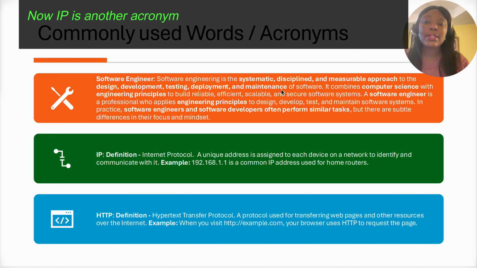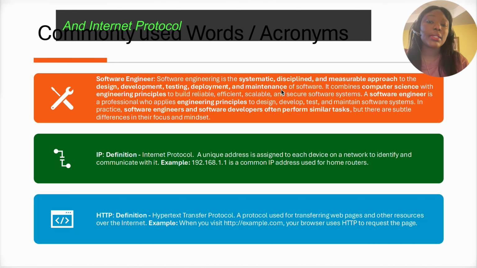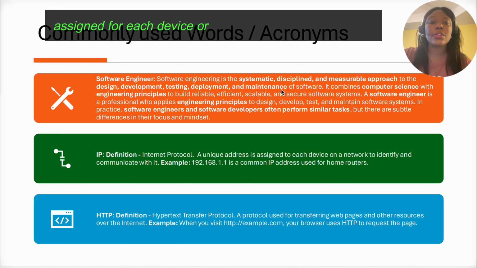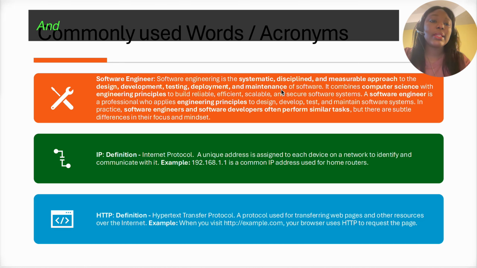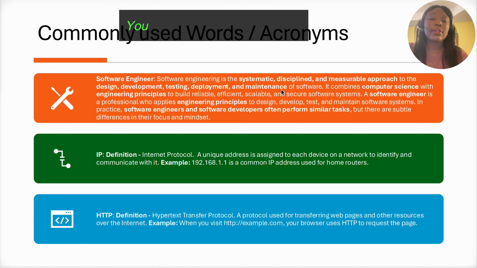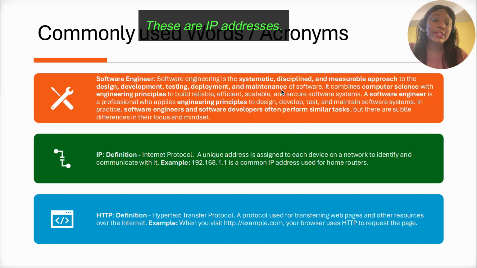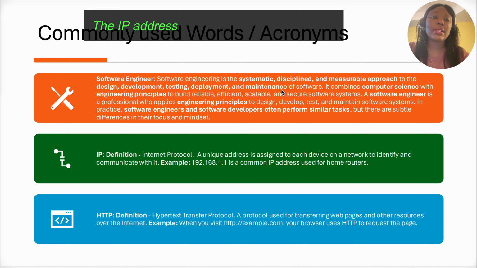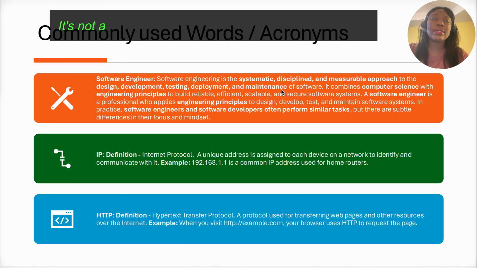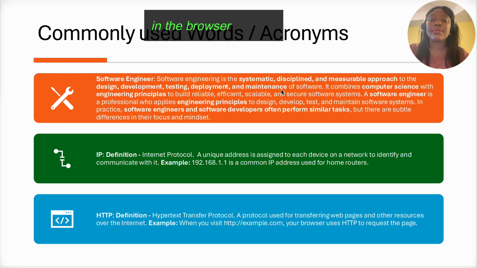Now, IP is another acronym you will hear, which stands for Internet Protocol. Internet Protocol is just the unique address that is assigned to each device or each computer on a network. And this unique number is always a kind of code, like you see things like 192.168.1.1 for home routers. These are IP addresses. And if I tell you to log on to the classroom, the IP address of your classroom is 54.198.1.2. It's not a name. It's not an address that you want to type in your browser window.